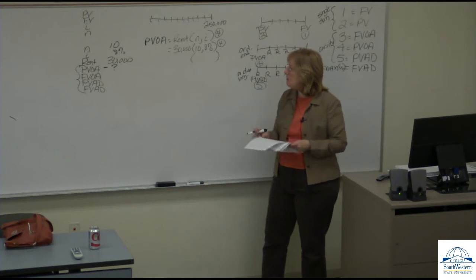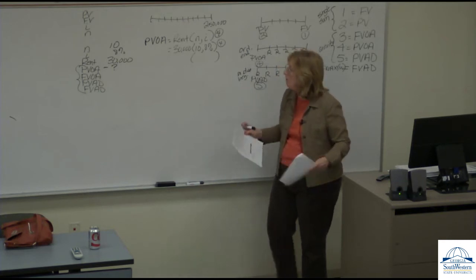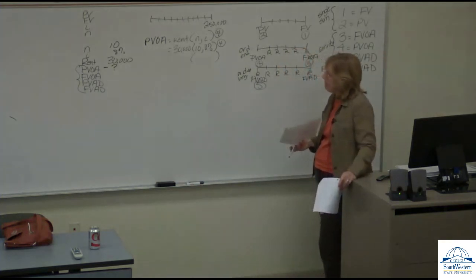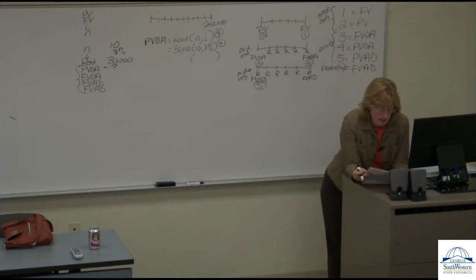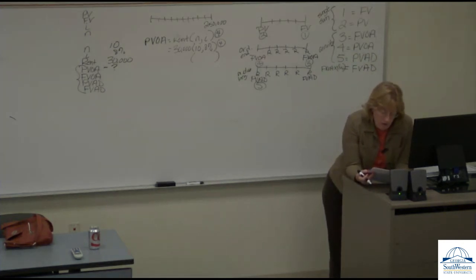What do we do? I think it's the future value of annuity. Okay, let's read the problem again. He wants to withdraw $300,000 each year for 10 years from a fund that earns 8% interest. How much must he invest today?